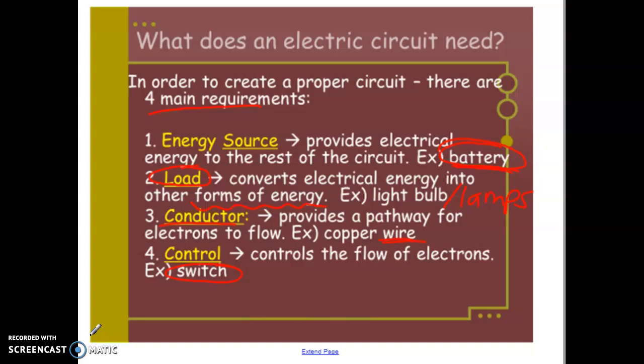But we want to have the option of turning the light on or turning the light off, right? So we have to have a way of controlling the electrons. Let the electrons move or have the electrons not move. Right? So that's called a switch. Think of your light switch in your bedroom, right? You turn on the lights or you turn off the light. You're using a switch to do that. It's a control mechanism.